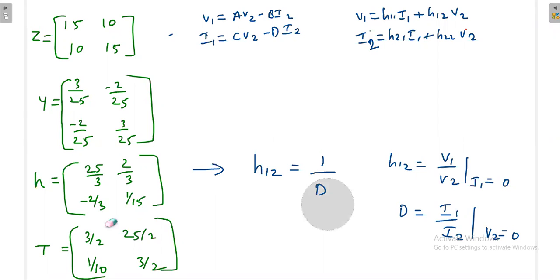Because here also there is 3 by 2. Look at A. Okay, we'll see. Okay, then what is A? A value is V1 by V2.